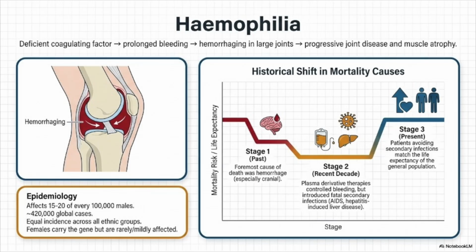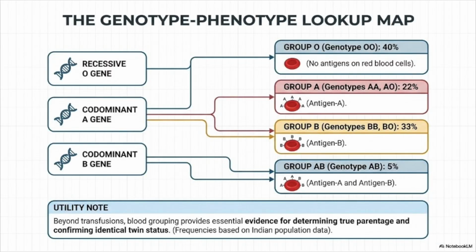In the present stage, patients avoiding secondary infections now match the life expectancy of the general population. Epidemiologically, hemophilia affects 15 to 20 out of every 100,000 males, with around 420,000 global cases. It occurs equally across all ethnic groups, and females carry the gene but are rarely or only mildly affected. Now let us understand the genotype phenotype lookup map for blood groups.